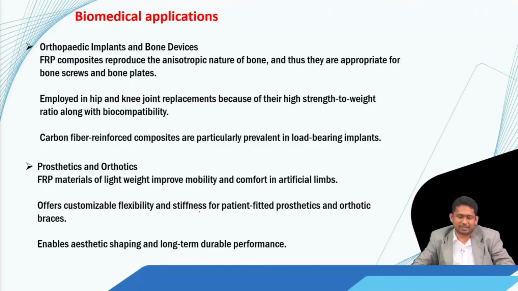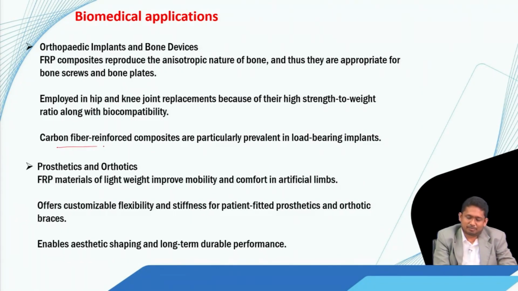Then there are several biomedical applications, orthopedic implants and bone devices. FRP composites reproduce the anisotropic nature of bone, and they are appropriate for bone screws and bone implants. They are employed in hip and knee joint replacements because of their high strength to weight ratio along with biocompatibility, and carbon fiber composites are particularly prevalent in load bearing implants.